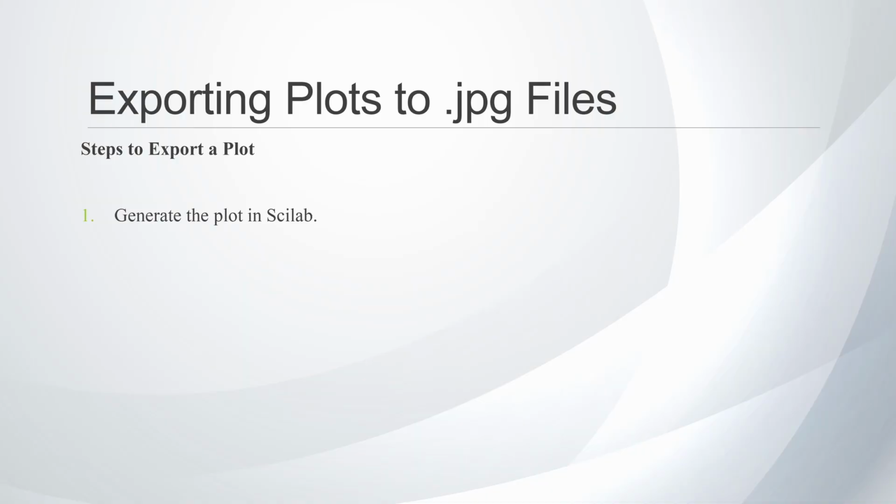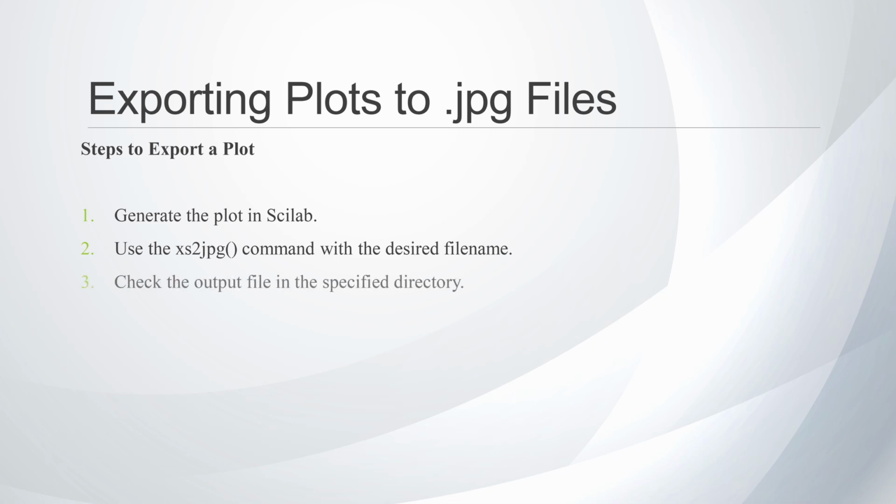Exporting a plot in Scilab is simple and useful. First, we generate the plot as usual. Then we use the xs2jpg command to save it as a JPG file with the name we choose. Finally, we check the saved file in the directory where Scilab is running. This ensures we have a proper image for use in reports or sharing.